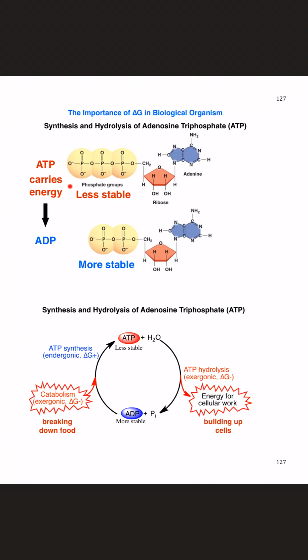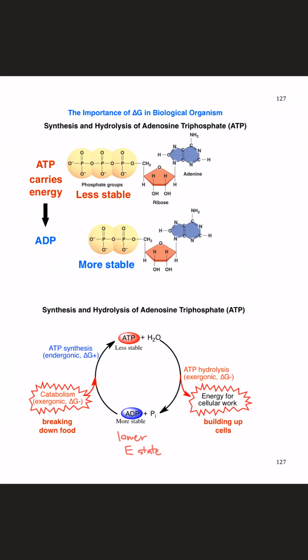ATP is a molecule that carries the energy in our body. Here is the structure of ATP. It contains three phosphate groups, a ribose sugar, and an adenine base. Okay, this molecule is less stable compared to another one when it has lost one phosphate. When it has lost one phosphate, the name would be adenosine diphosphate. The D stands for di, meaning two, right? It's losing one phosphate group. Now it has two phosphate groups, and this is more stable. The more stable molecule would be in a lower energy state.